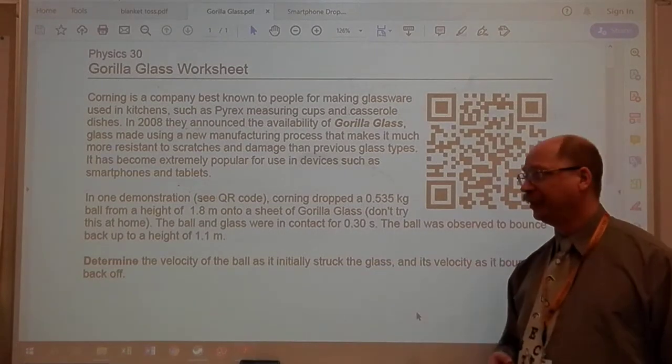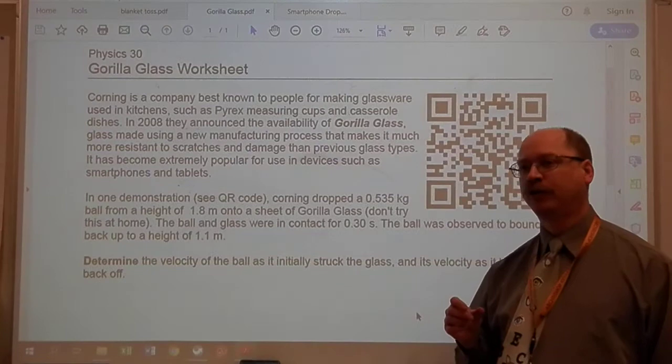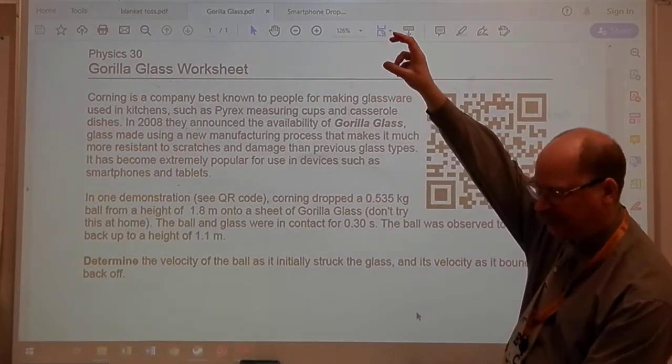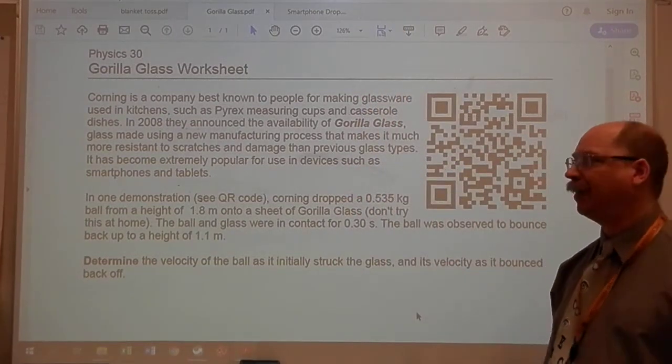So in this question, they do something. If you watch the video, there's a lot of things they do to it. But we're looking at the part of the video where they take a metal ball and they have a piece of Gorilla Glass down there and they drop it. It hits and then bounces part way back up.